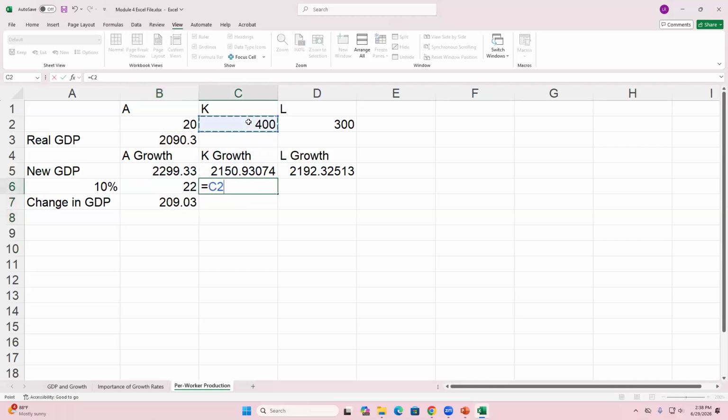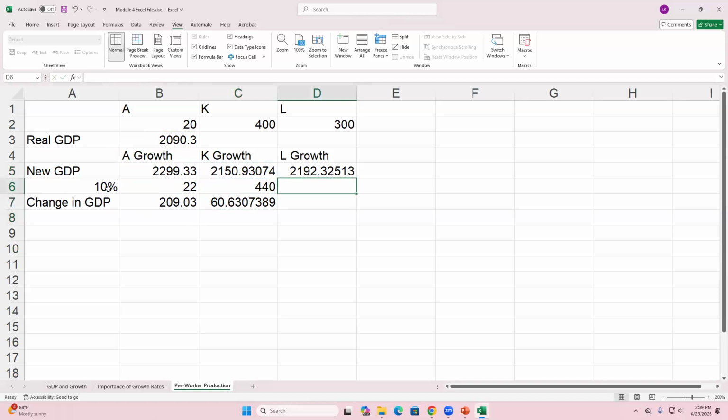Well, a 10% increase in capital would be 400 times 1.1. My new amount of capital is 440. So instead of that old value, when capital increases by 10%, instead of using 400, I should be using 440 here. So if I do that, I see, okay, my new GDP is higher than before, right? But what is the difference? So I take my new GDP minus the old GDP, it only increased by 60. So that same 10% increase in capital didn't have near as large of an effect as that 10% increase in total factor productivity. This highlights that total factor productivity is really important.